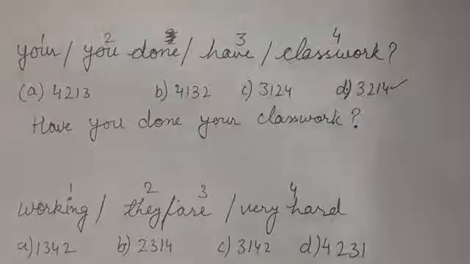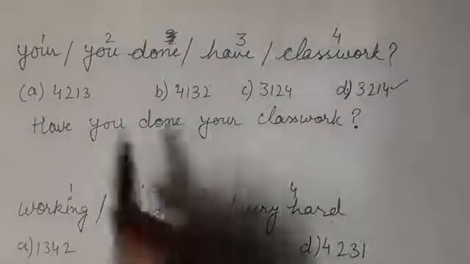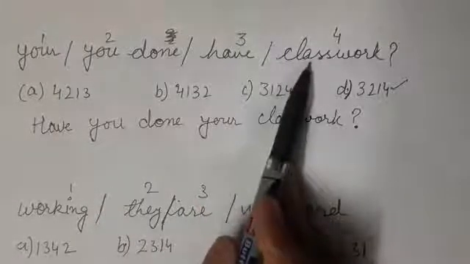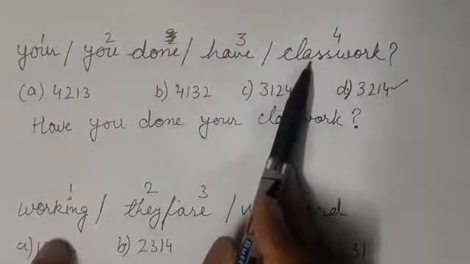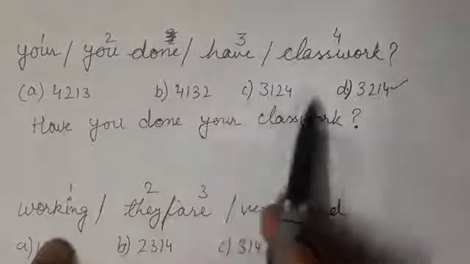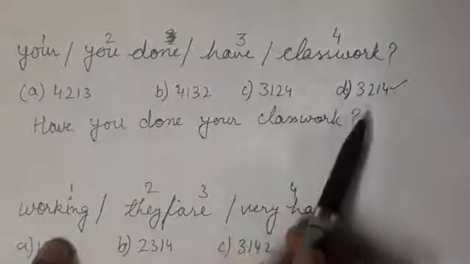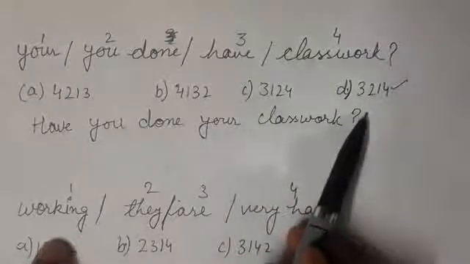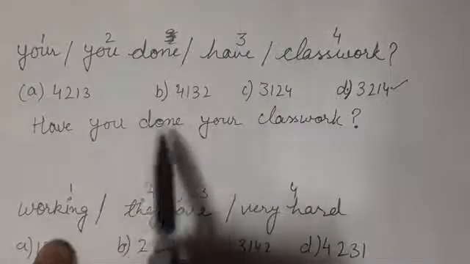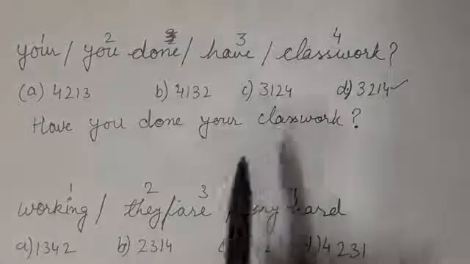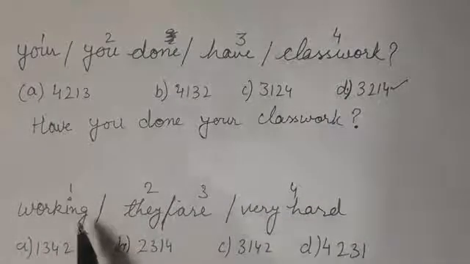We have discussed these sentences earlier, so today I am going to recall them. The words given are: your, you, done, have, classwork. You know how to arrange these words into a sentence. First you have to check the given options: the first option, then second, then third, then fourth. Here, our fourth option is correct. So our sentence will be: Have you done your classwork?